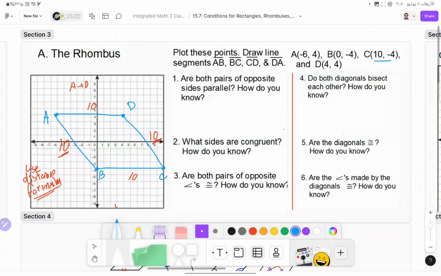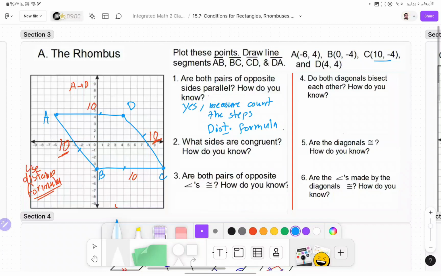So the first question, are both pairs of opposite sides parallel? Yes. This one here is opposite to this one, and this one here is opposite to this one. How do we know this? We can just measure, count the steps. Or I can use the distance formula. I will just write dist, which means distance formula.